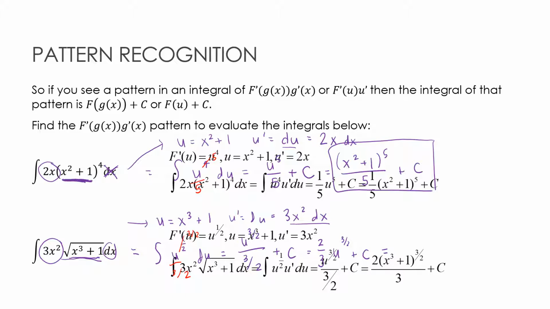And that means now replace the u back in there. So 2/3 times x cubed plus 1 to the 3/2 plus c. And I can leave it just like that. You don't need to write it as the square root of the quantity to the 3rd power, etc. Leave it just like that, that is perfect.